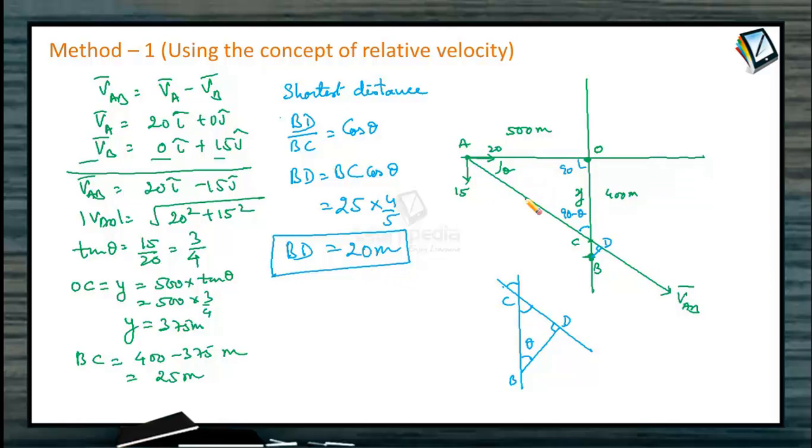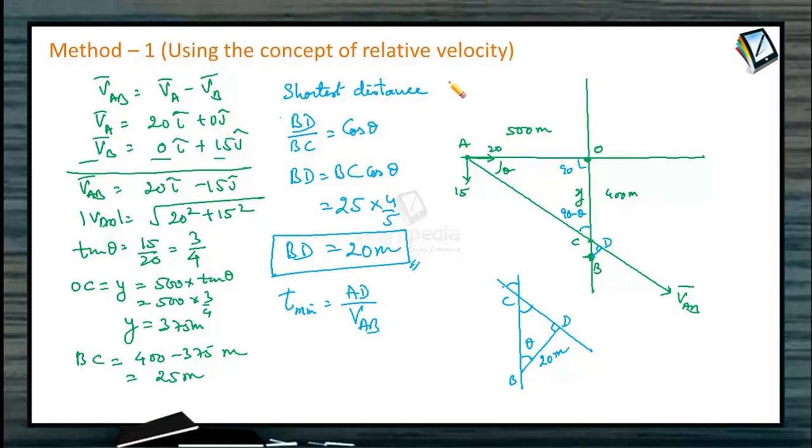If you require time taken, we should calculate the distance AD and divide it by the relative velocity VAB, for the time to reach the shortest distance. But it's asked to find the shortest distance, so we can stop the problem at this point, as BD is equal to 20 meter. That is the shortest distance between them. So this we have done using our relative velocity vector.